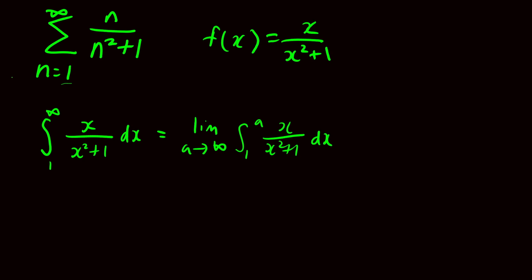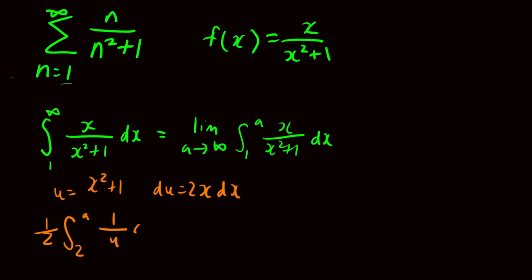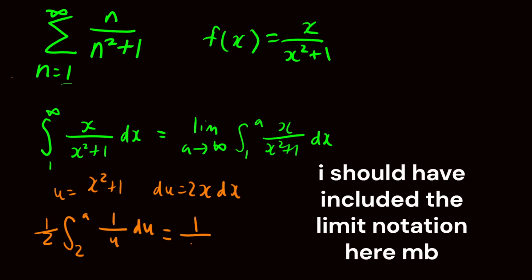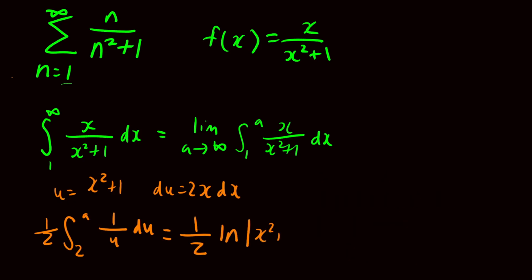All right, so next step, we're going to have to use u-substitution. So u is going to be x squared. Let me use a different color to make it stand out a little bit more. Let me use orange. So u equals x squared plus 1, du equals 2x dx. So that means it would be 1 half, right? Integral from 2 to a squared plus 1 of 1 over u du, which equals 1 half ln of u, which is x squared plus 1, from 1 to a.